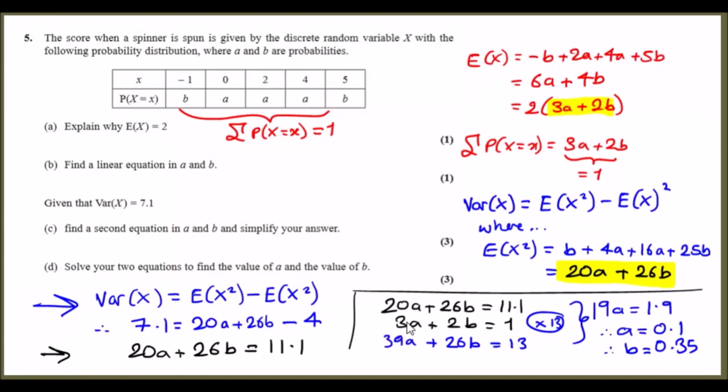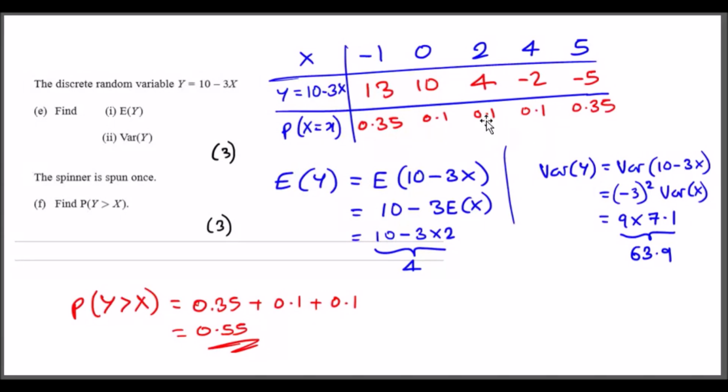So I literally just multiplied the probability equation by 13. So then the b's match up, so you get 26b. That means if you multiply the rest by 13, you get 39a from 3 and 13 from 1. And then you can just subtract the first and last equation to get 19a equals 1.1. Divide by 19 to get 0.1, and then plug in 0.1 to any of these equations for a to solve for b, which will give you 0.35. And that's it. So let's move on to the next set, guys.